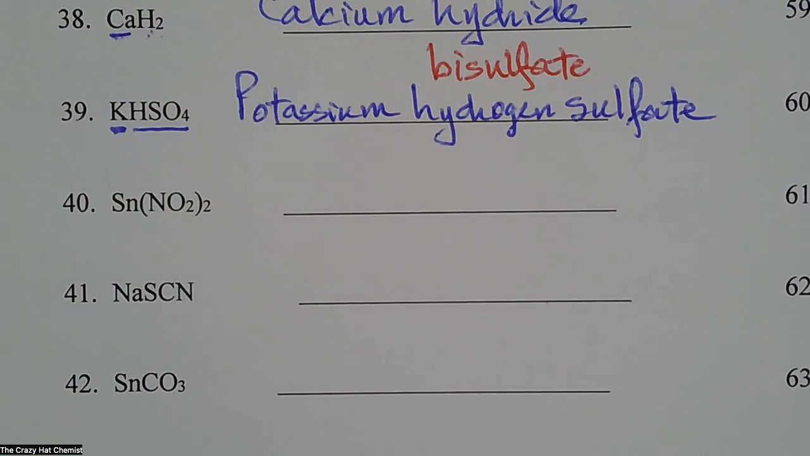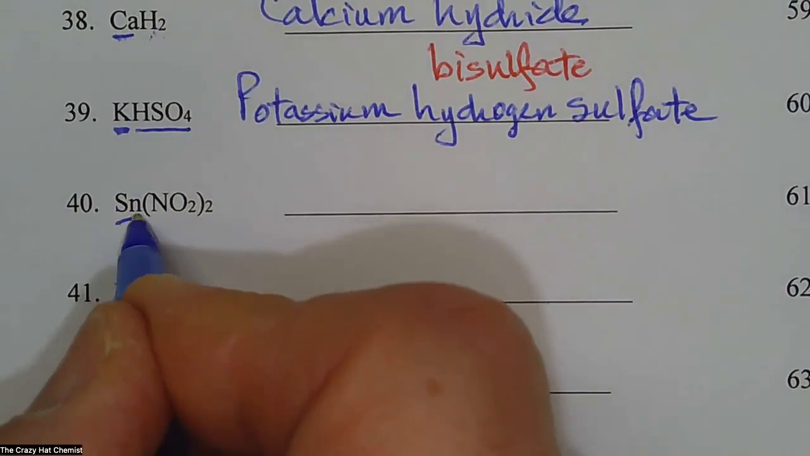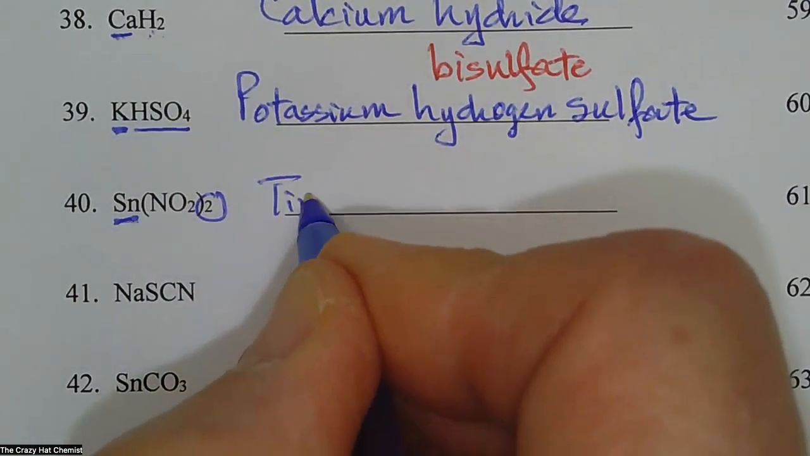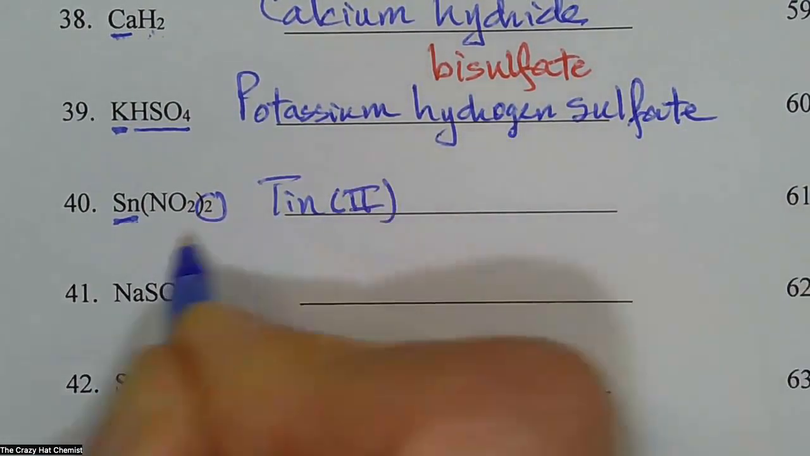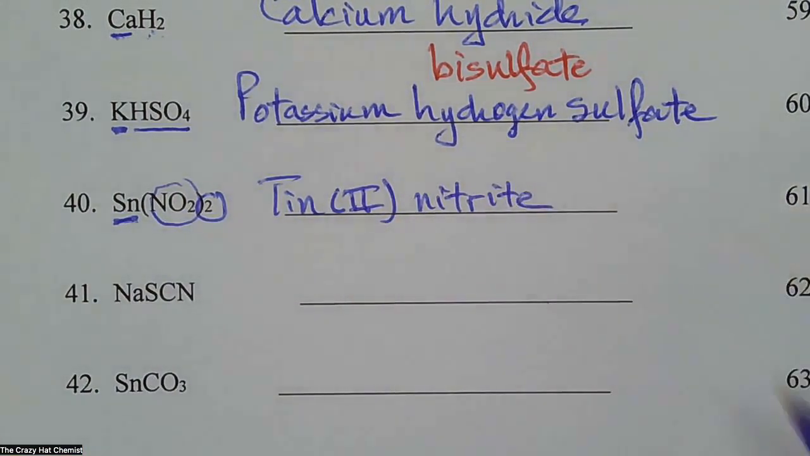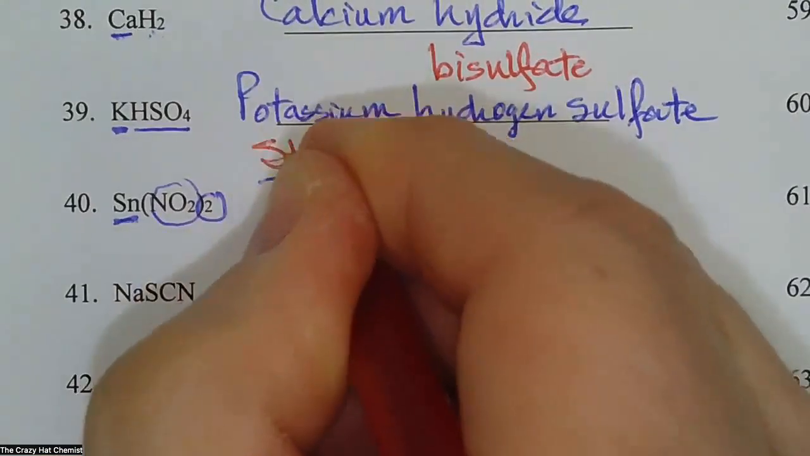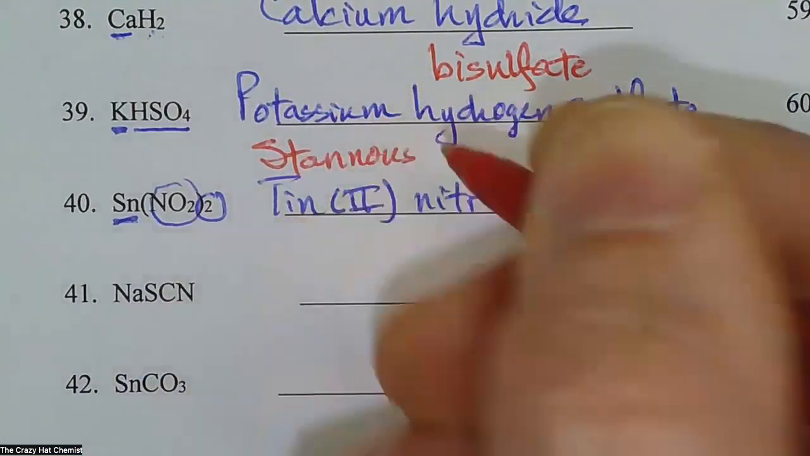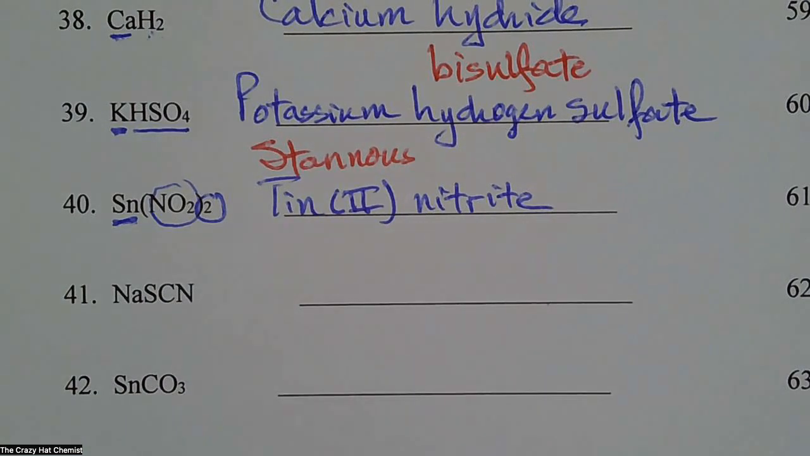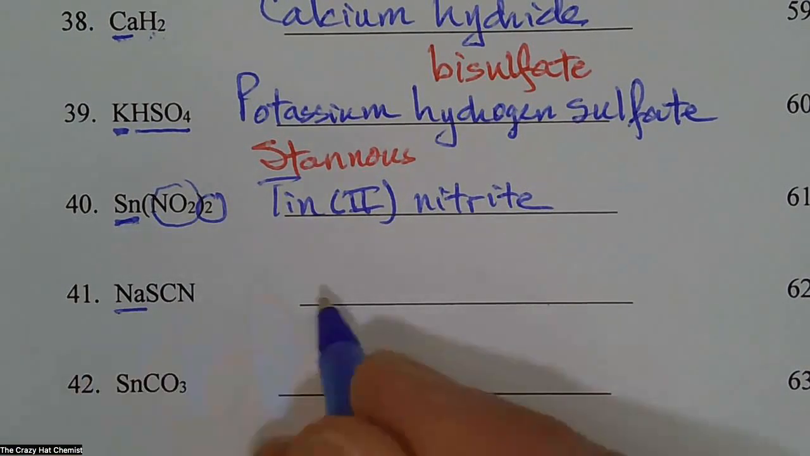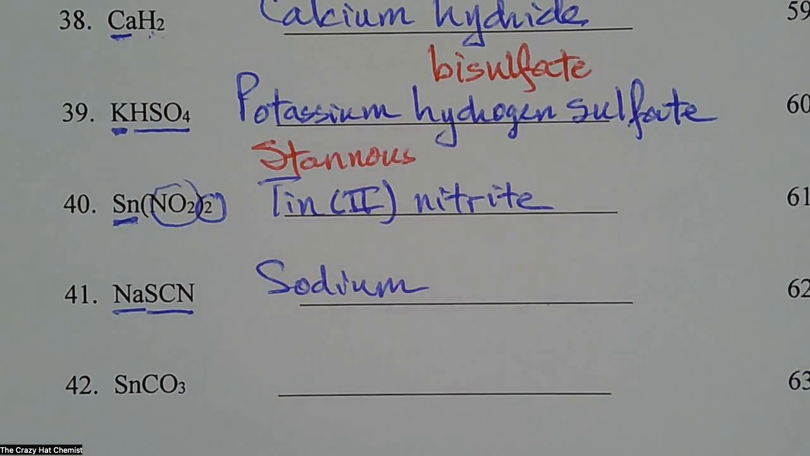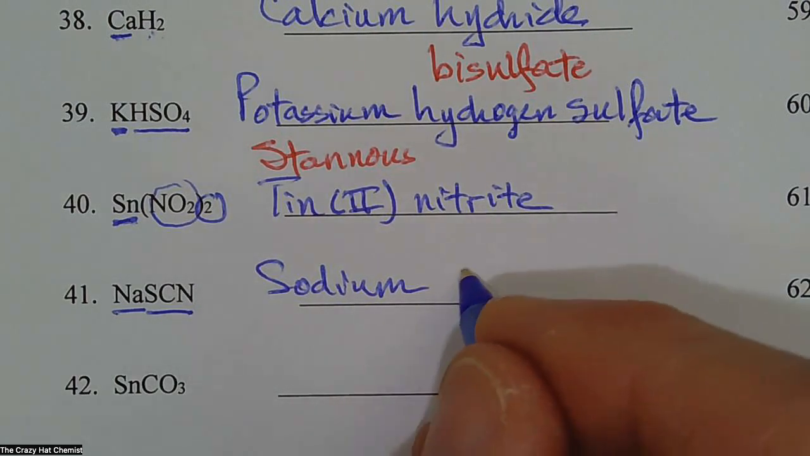All right, scrolling this baby on up, we have tin. What's the charge on the tin? It's right there. It's a 2. So it's tin, Roman numeral 2, and then nitrite. And that is stannous for the tin that's a Roman numeral 2. All right, now we have a 41, that's sodium. And SCN is thiocyanate.